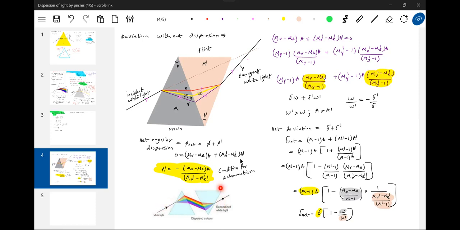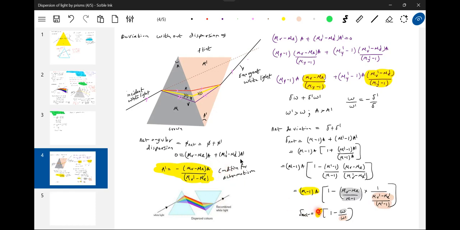But if you look at these two, there is a deviation. What is that net deviation? If you extend this line, the incident and the recombined white light will not be parallel. And what is that deviation suffered? It is given by this particular formula. This is the condition for achromatism. For this to happen, the mu of a material for violet and red and the angle of prism should be related in this way.